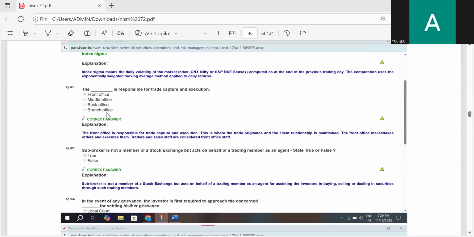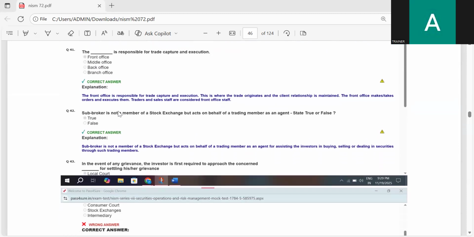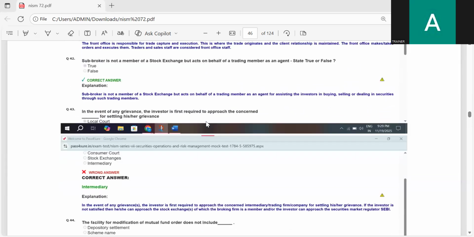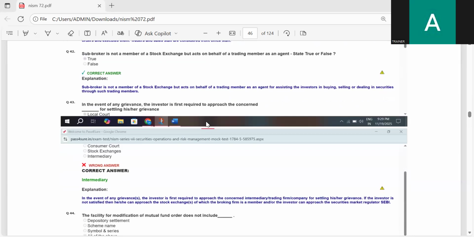The dash is responsible for trade capture and execution, that is front office. A sub-broker is not a member of a stock exchange but acts on behalf of the trading member as an agent. True. In the event of any grievances, the investor is first required to approach the concerned dash for selling his or her grievances.